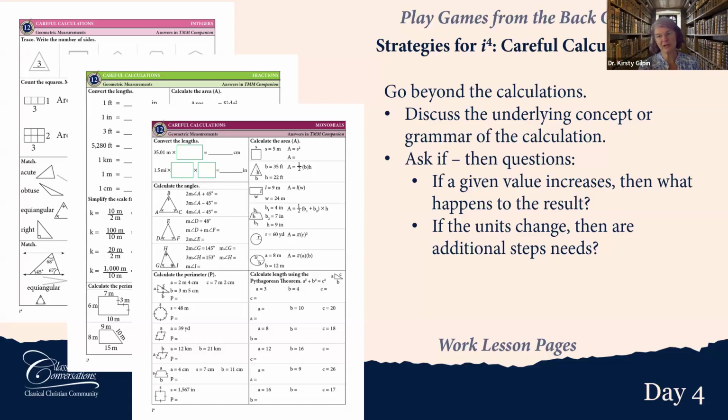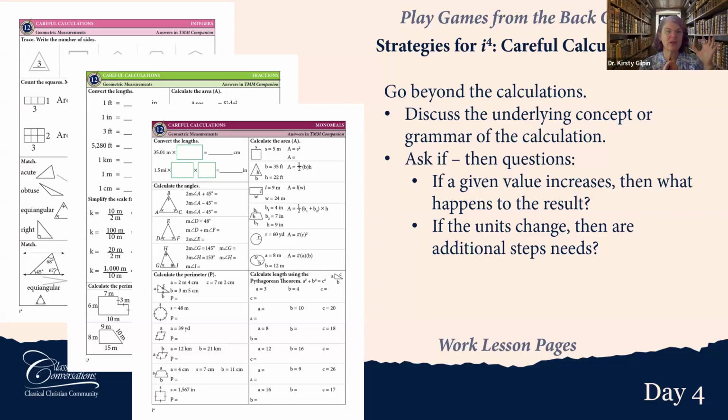But if I wanted to push my children further, I could say, okay, tell me, what is it that this is asking me, right? What is this formula about? What do A and P mean? So you can ask them questions about the content based off of what they're being asked to do on the careful calculations pages. And then another way that you can go beyond the calculations is to ask if-then questions.